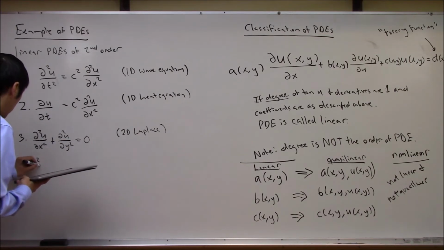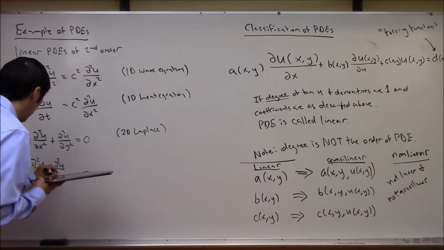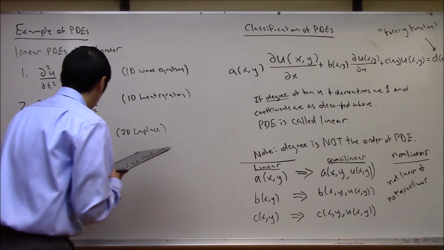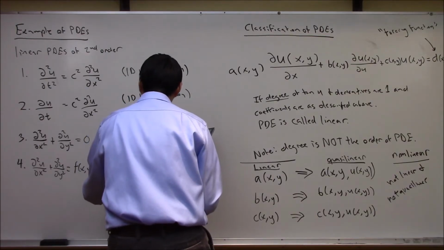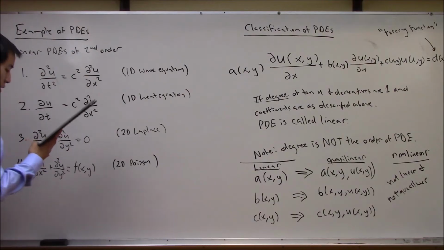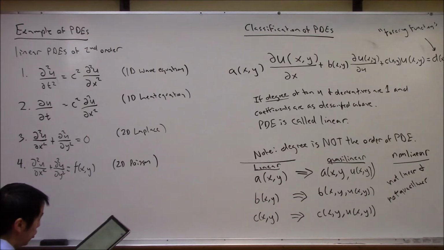So it's partial squared u with respect to x squared plus partial squared u with respect to y squared equal to some function f of x, y. Now instead of the 2D Laplace, you have the 2D Poisson equation. Let's look at 2 more examples just so we all get the flavor. How about the two-dimensional wave equation?